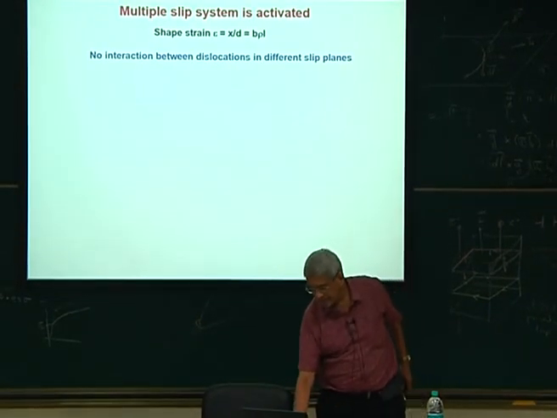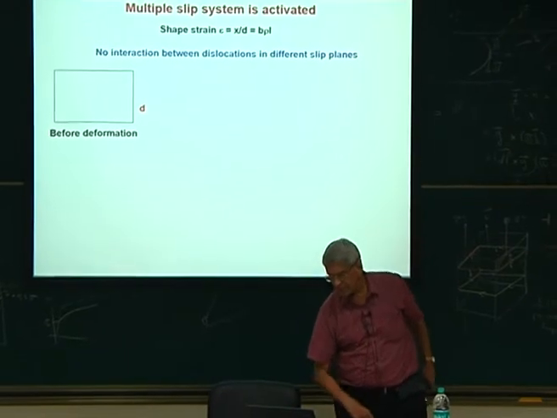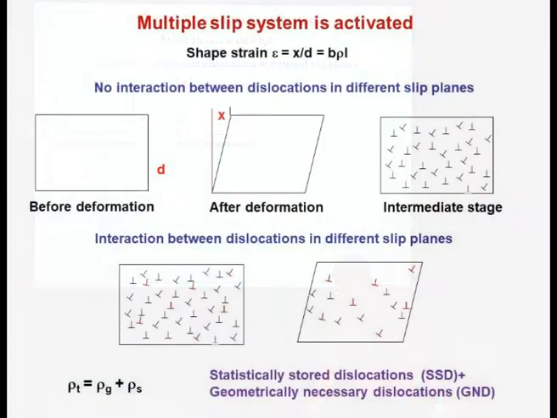Now let us consider the same deformation but on two slip systems. Like here you can see a dislocation moving like this, another moving like this. If they also come out without any interaction, the net effect will be that no dislocations will be seen within that sample, correct?